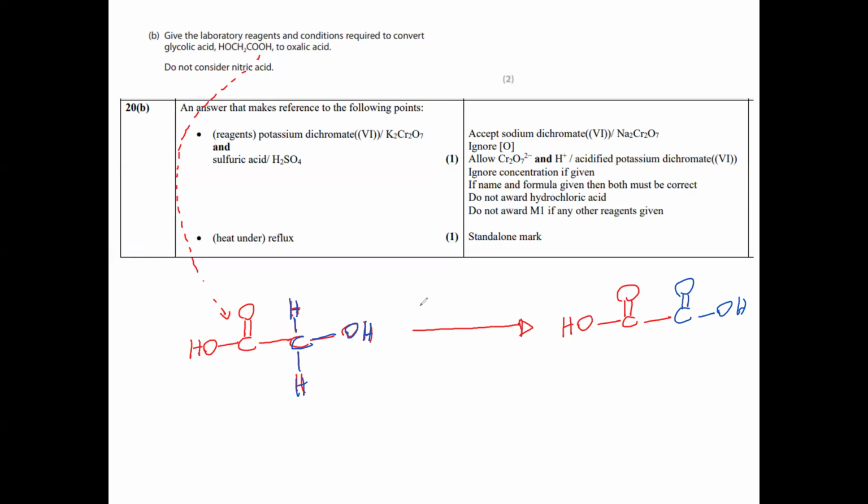So therefore we have to say acidified potassium dichromate. Usually we use sulfuric acid, H2SO4, to acidify it, with potassium dichromate, K2Cr2O7. It is further oxidation, which means simple distillation won't work. So we need heat under reflux as the condition. So you can clearly see that potassium dichromate and sulfuric acid both will give you 1 mark. Both have to be there. And heat under reflux, that's the second mark. So from that you can get the oxalic acid.